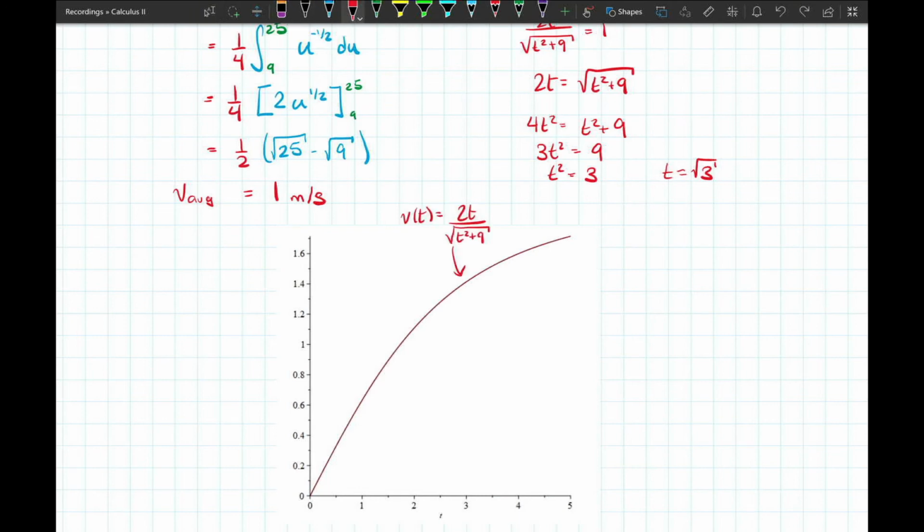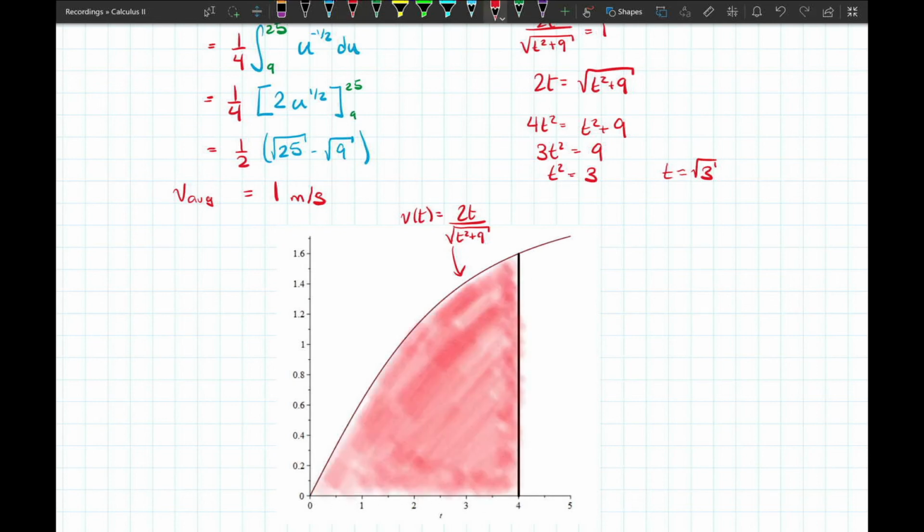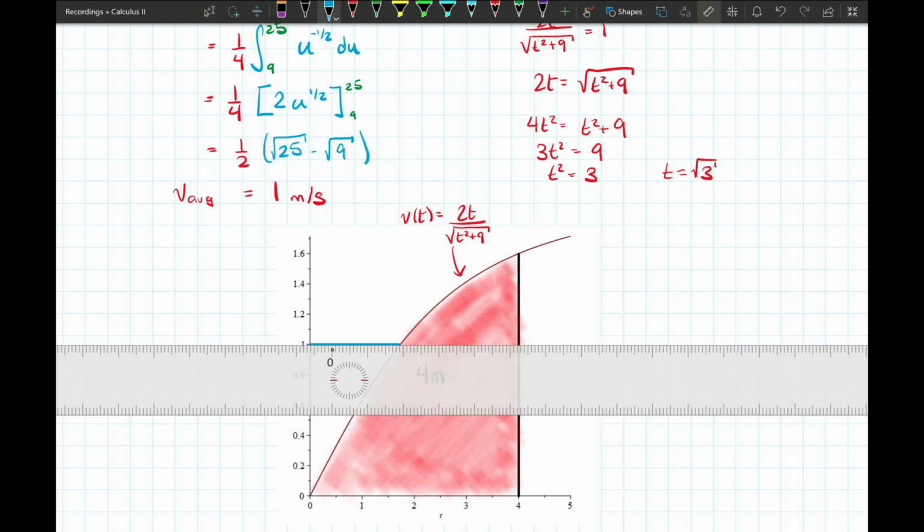And we can understand that the area under that function, 0 to 4, since this is with respect to the t-axis, that area would represent displacement. Now, we did actually calculate that particular area back up here in this line. That area was 2u to the 1/2 evaluated from 9 to 25, and that would end up giving us 4. So this is actually a displacement equivalent to 4 meters. And our average velocity we just found was equal to 1 meter per second.